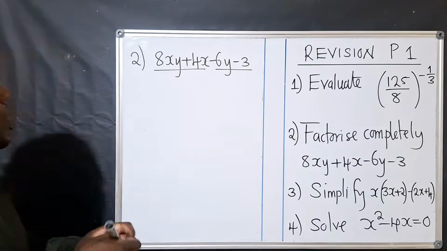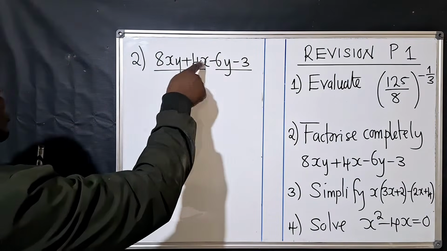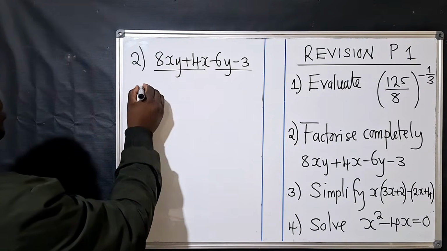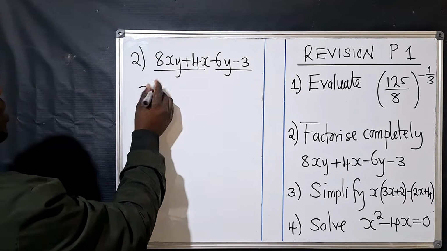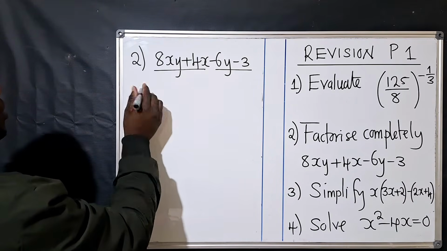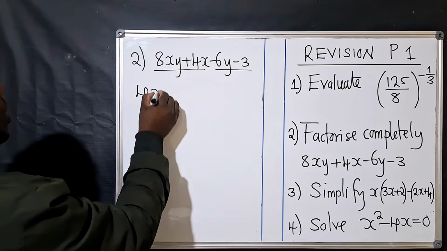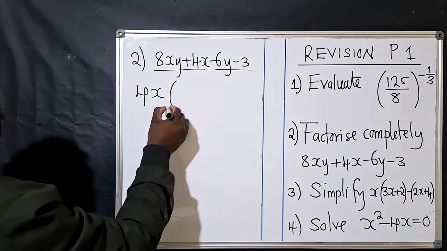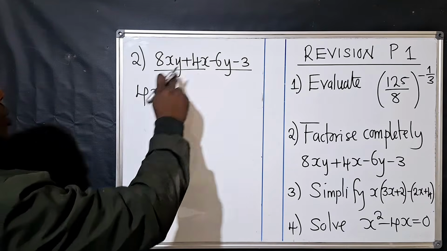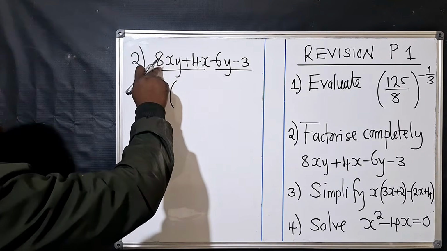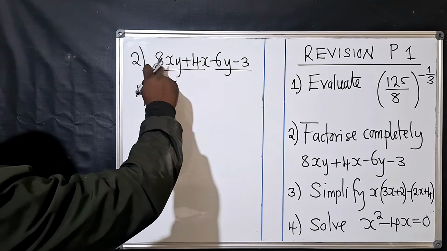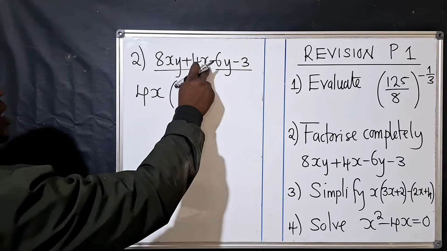Okay, so here we shall say, what is it that is common here? It's x. Is it x only? No, it's 4x. You shall say open bracket. I've gotten this 4 because it's here and it can go into 8. The other thing that I've gotten is x. X is found here and here.